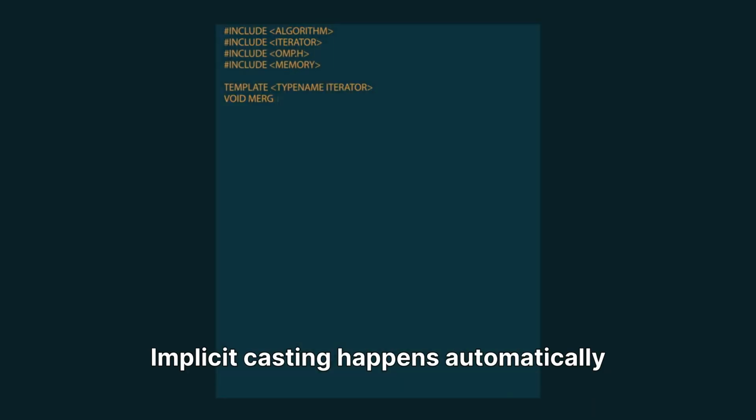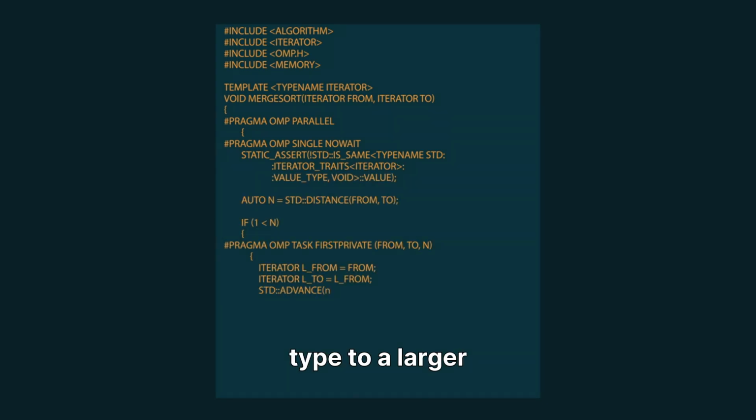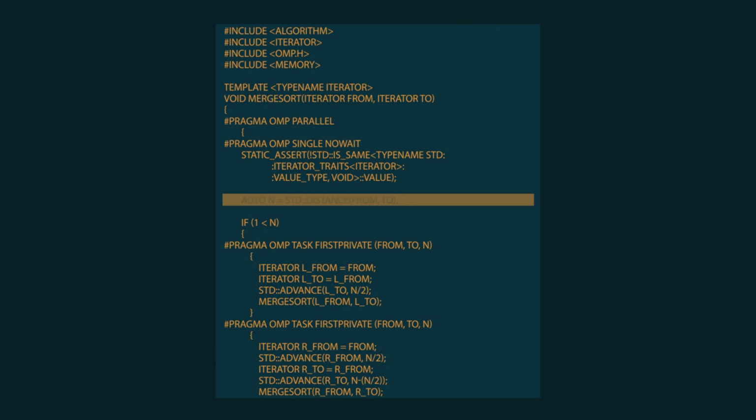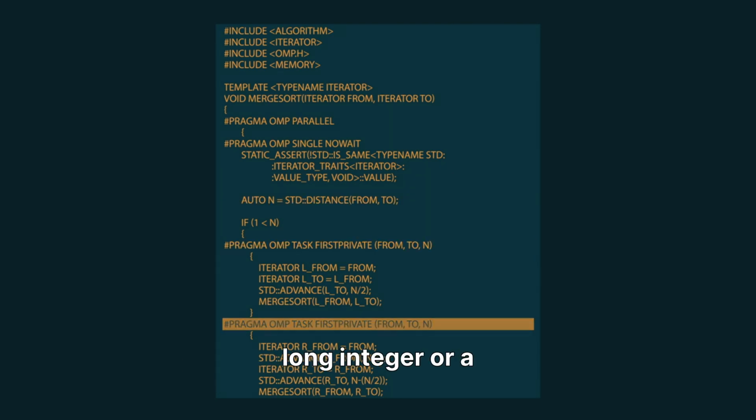Implicit casting happens automatically when C Sharp can safely convert a smaller data type to a larger one without any risk of data loss. This is a seamless process, for instance, converting an integer to a long integer or a float to a double. Let's walk through an example.